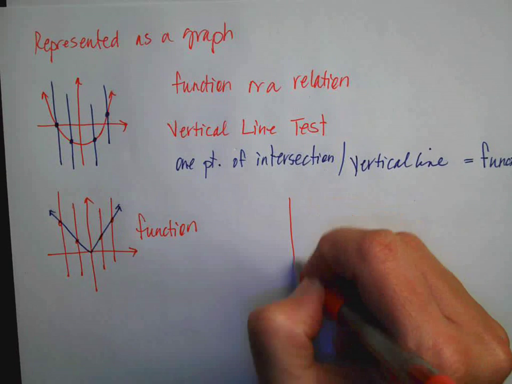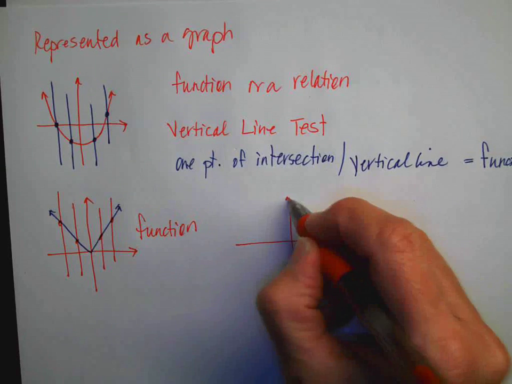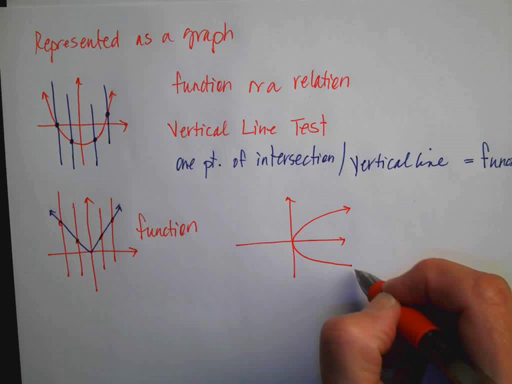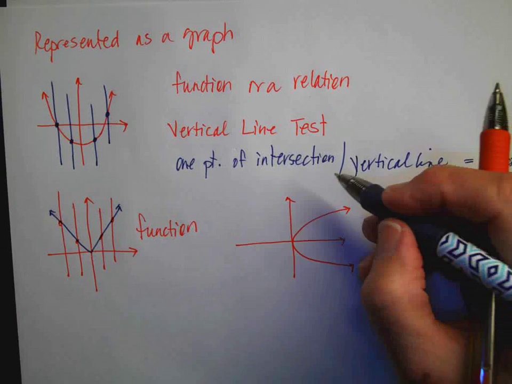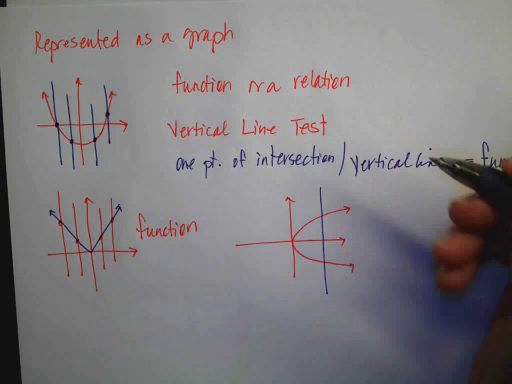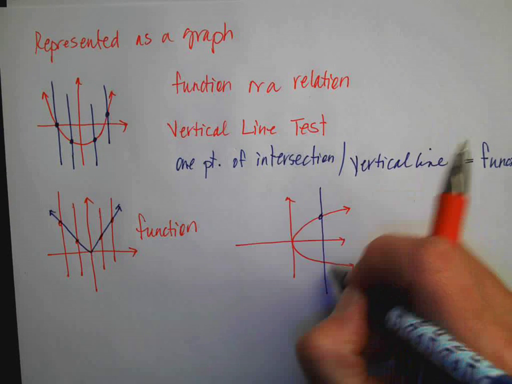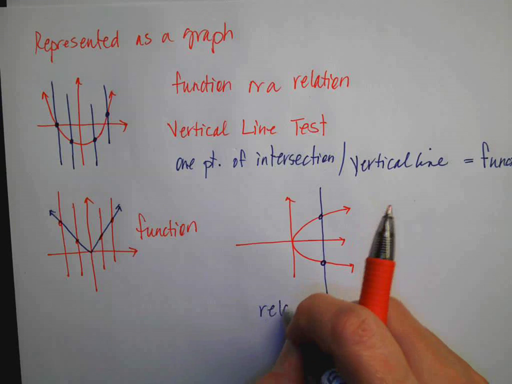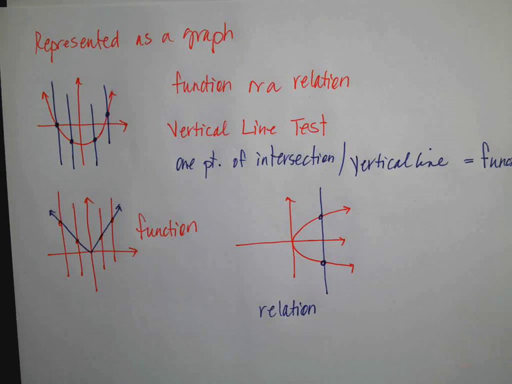Okay, let's say I did a different one, and this was my graph. Okay, this is a square root function, again, not important. But if I run a vertical line through the function, notice that I have 2 points of intersection. Therefore, this one is a relation.